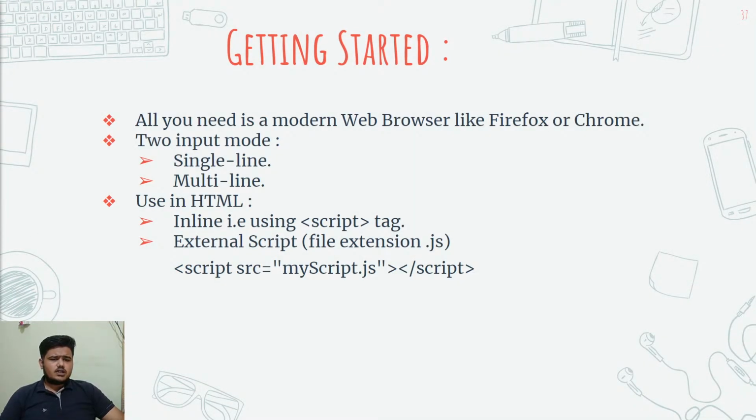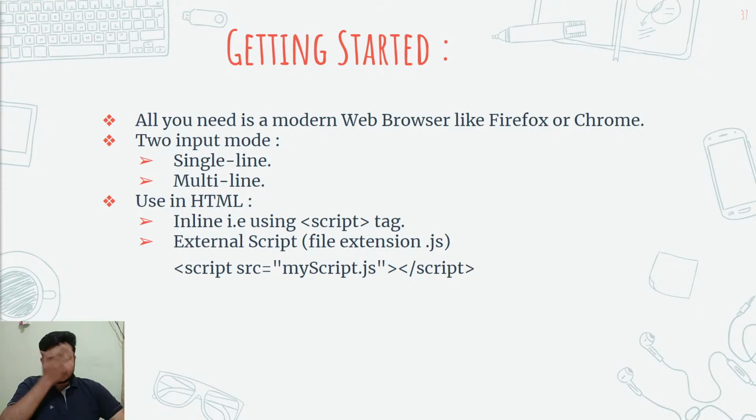So here what we need is a modern web browser, that's it, like Firefox or Chrome. So in these modern web browsers, what we get is a web console tool, right? Which is used for experimenting with JavaScript. You can use it in two modes, right? So if we see, there are two input modes, one is single line and the other one is multi-line. So these are the input modes in which we can use our web console, right? And using the web console we can experiment with JavaScript.